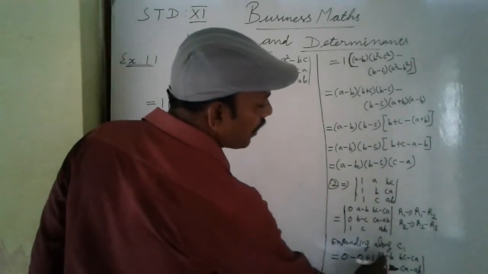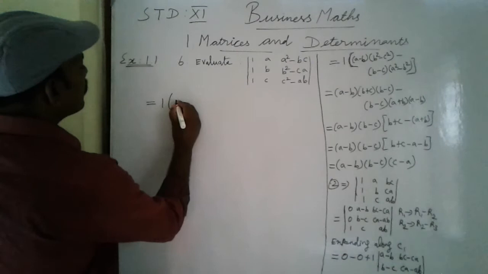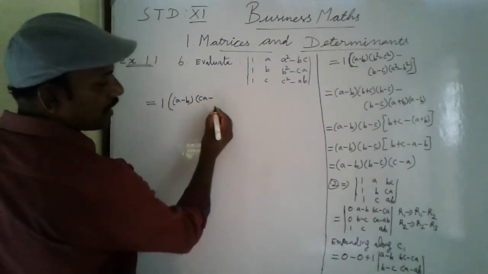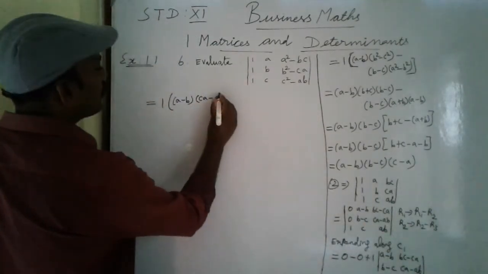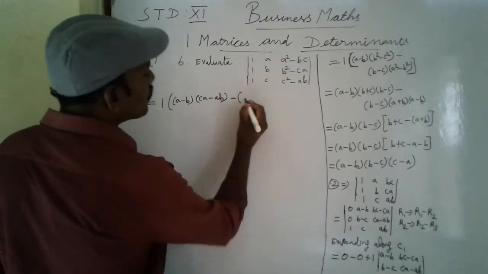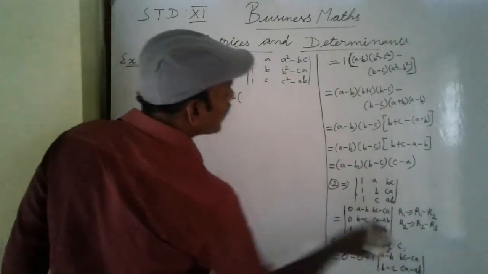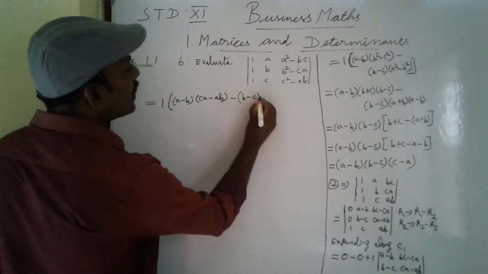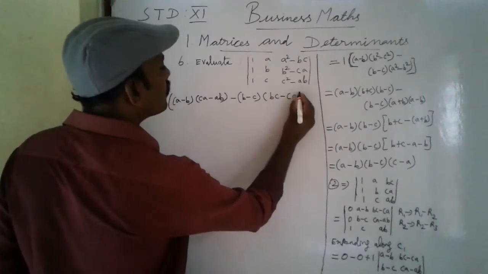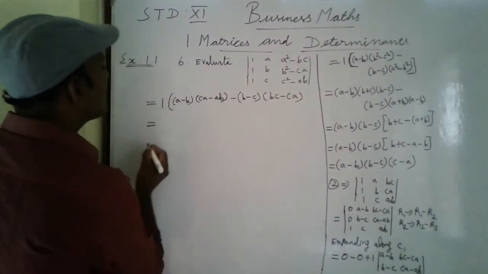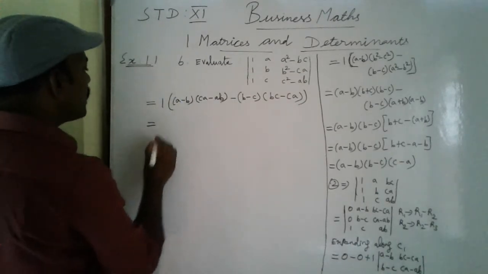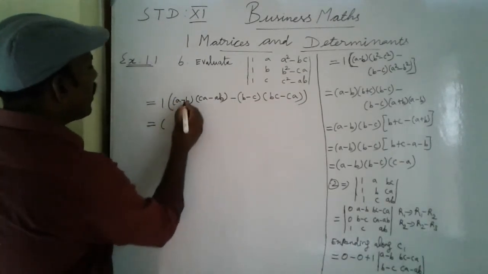This is a cross multiple, A minus B into CA minus AB. Next minus is a symbol. Next cross multiple here, B minus C into BC minus CA. Next, 1 into anything is what? Same value, we know that. So A minus B.